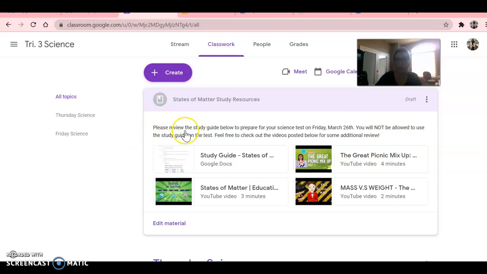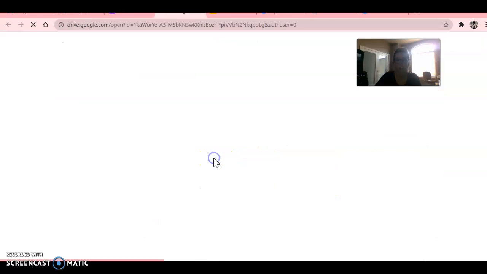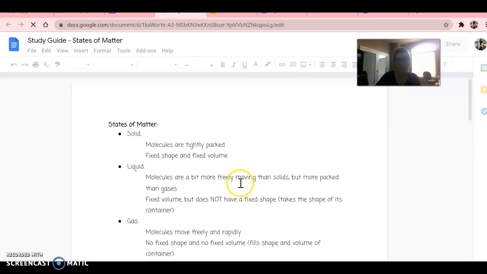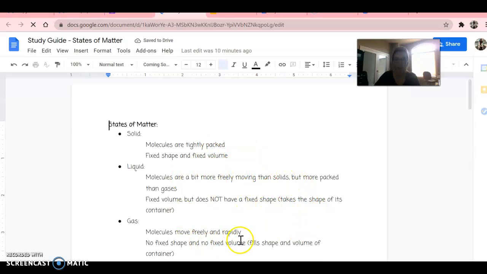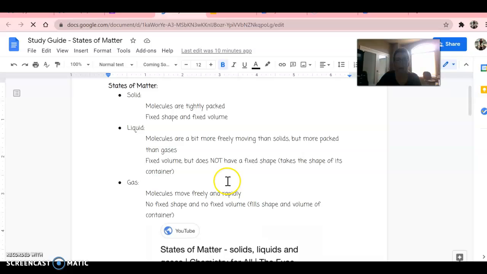So hopefully by this point, you have gotten a chance to take a look at the states of matter study resources that have been posted for you. Here you will find that there is a study guide. If you click on the study guide, there is nothing that you need to fill out. This is just a resource for you to look over and to study from. You'll find that these are the topics that are going to be directly related to the test that we are taking. So if you are studying these resources and looking through your science journal assignments, you should be good to go.